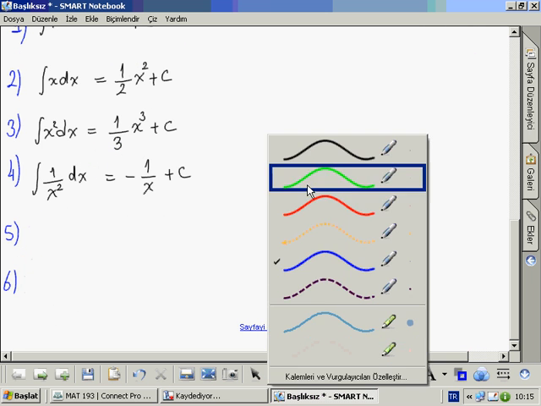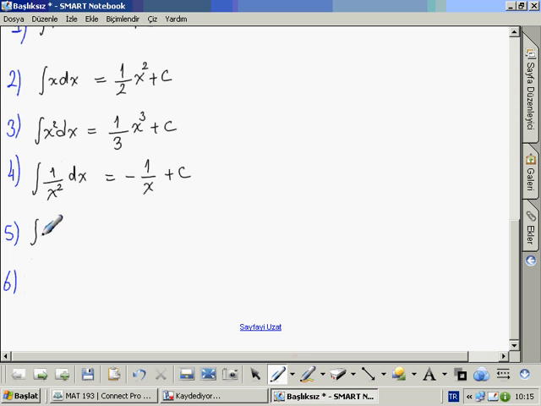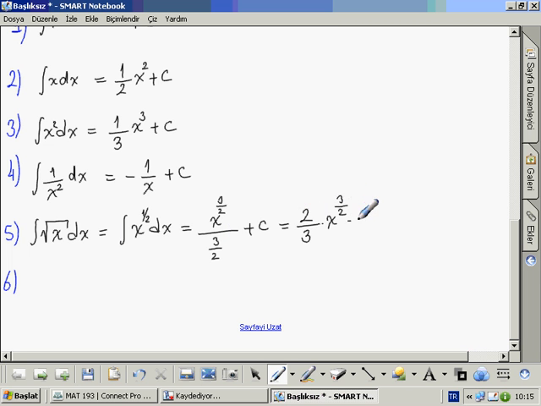Five, 6, integral square root of x dx, you can say integral x to the power of 1 over 2 dx, and it's equal to x to the power of 3 over 2 over 3 over 2 plus c, so it's equal to 2 over 3 times x to the power of 3 over 2 plus c.